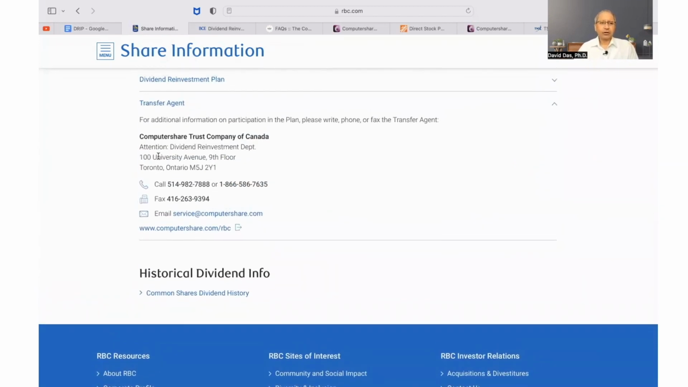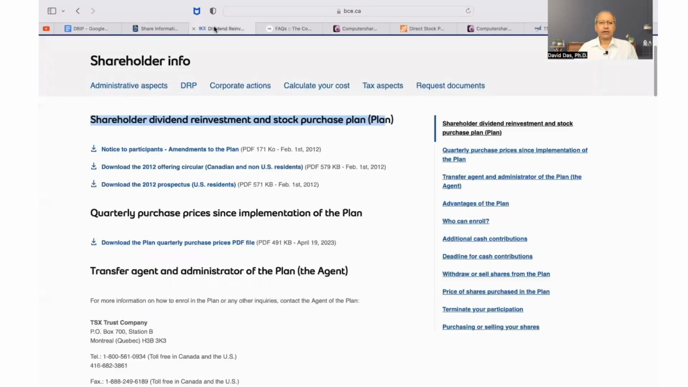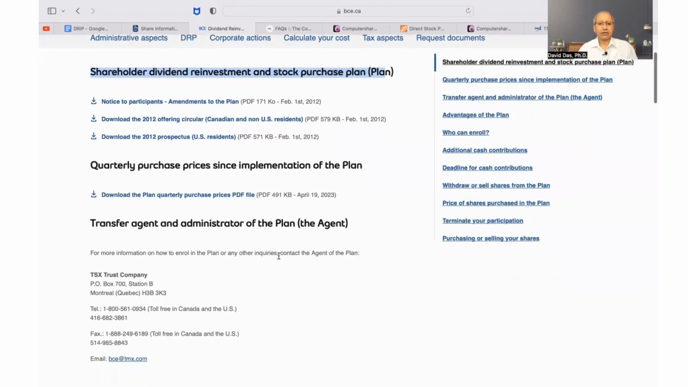The next stock on my list is BCE Inc., which is Bell Canada. And if you click the link, it will take you to this page where it has all the information that you need in terms of the dividend reinvestment plan. It also has the transfer agent information, which is the TSX Trust Company. So you download, you read, and you fill up the forms as they have indicated.